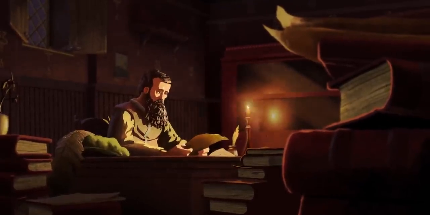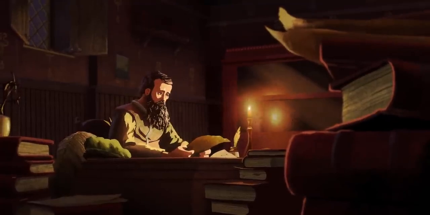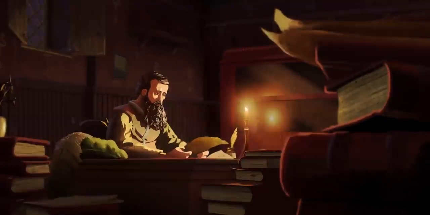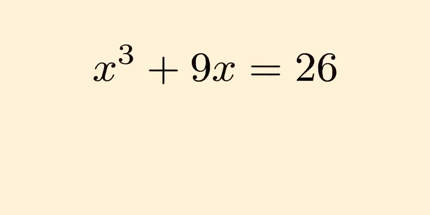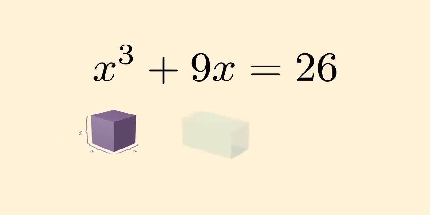To do it, he extends the idea of completing the square into 3 dimensions. Take the equation x cubed plus 9x equals 26. You can think of x cubed as the volume of a cube with sides of length x. And if you add a volume of 9x, you get 26. So just like with completing the square, we need to add onto the cube to increase its volume by 9x.